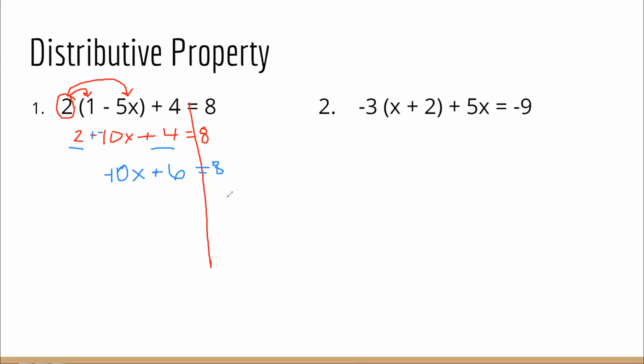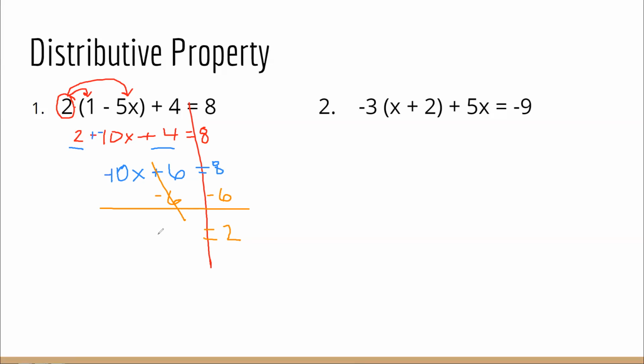Now we're down to a 2-step equation. So we have to do our addition subtraction first. So I'm going to be subtracting 6 because our goal is to get rid of it. So if I subtract 6, that's going to bring me down to a 0 on the left. Whatever I do to one side, I have to do to the other. So I have to do 8 minus 6, which is going to give me a 2.